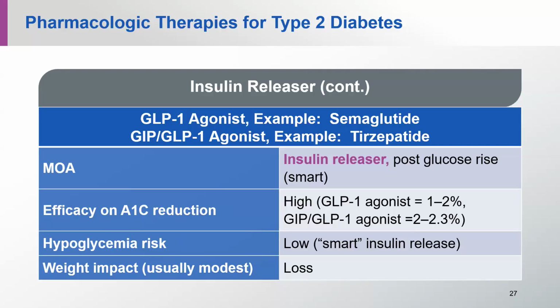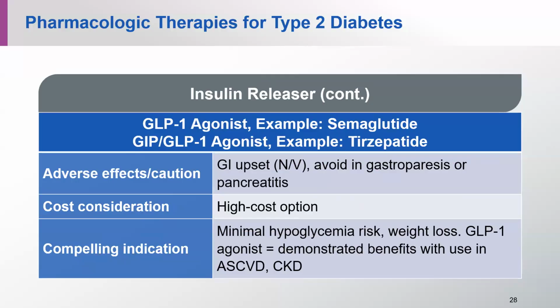I would say it goes beyond being modest, and there is weight loss. But usually, when you read about a med for diabetes having weight loss as one of the benefits, it's usually a very modest weight loss. This is a significant weight loss. So, adverse effects. GI upset, because how do these work?